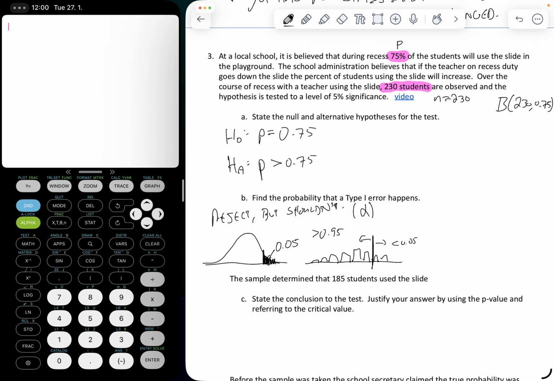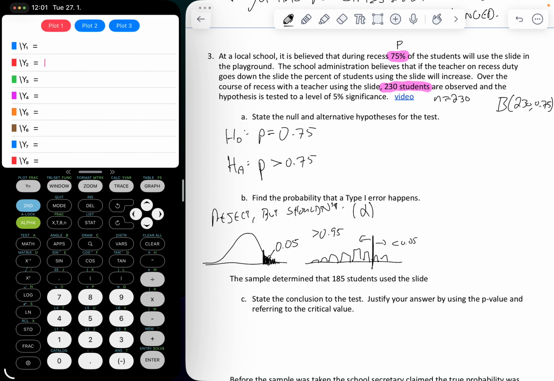So first of all, I want to see how many kids I expect to use the slide. Well, I have 230 kids, and I expect 75% of them to use the slide. I just multiply by 0.75. So 75% of 230, I expect 172. So to reject this, we have to be bigger than that. Maybe 180 or 190 might be in our rejection zone. But let's drop it into our table and find out.